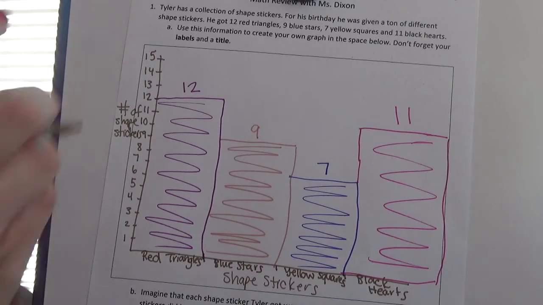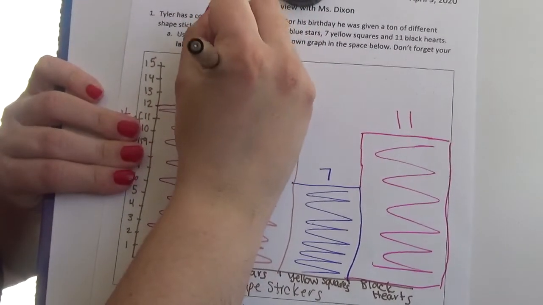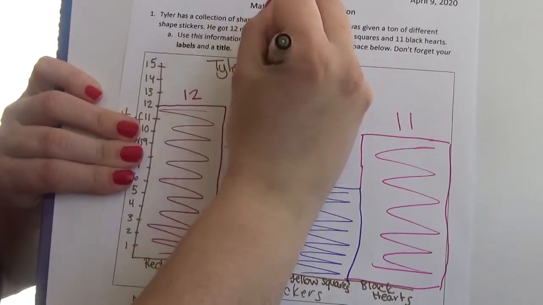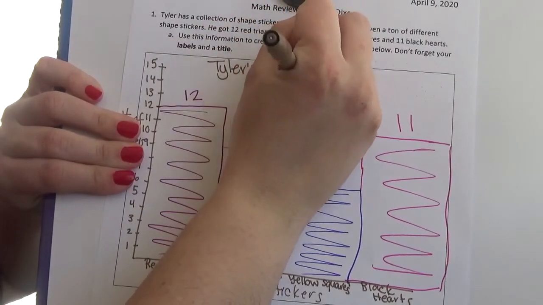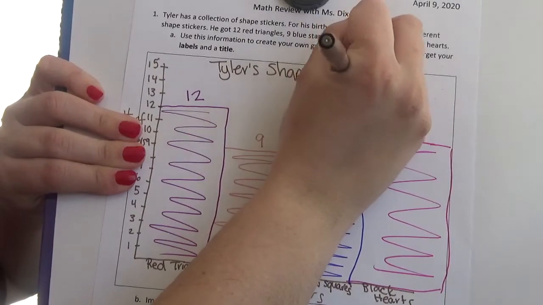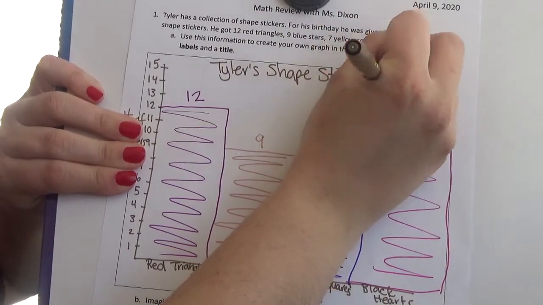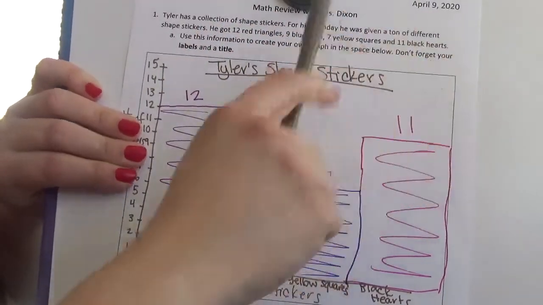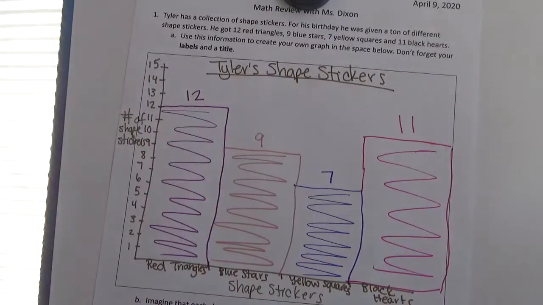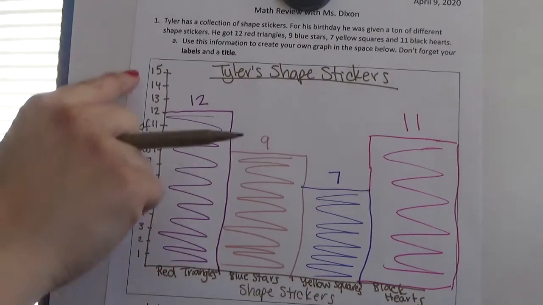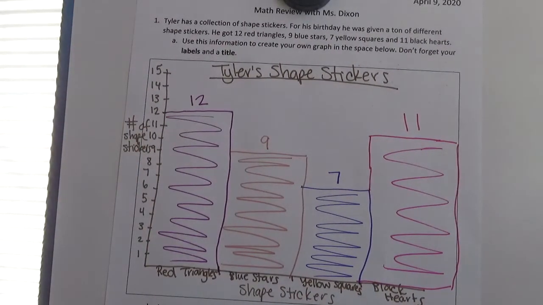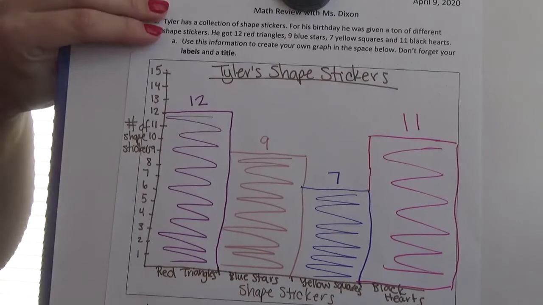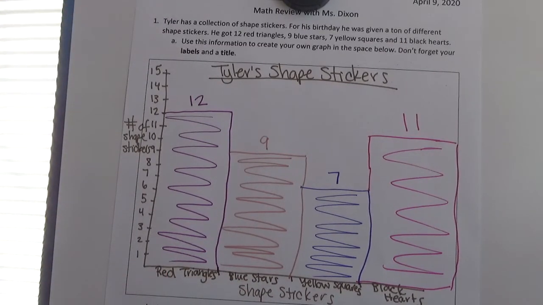So I'm gonna write my title as Tyler's Shape Stickers, because this bar graph represents the different types of shape stickers that Tyler got and the total number of each type. You probably had something similar. You might have even just said shape stickers. That's okay too. So this is what your bar graph should look like.